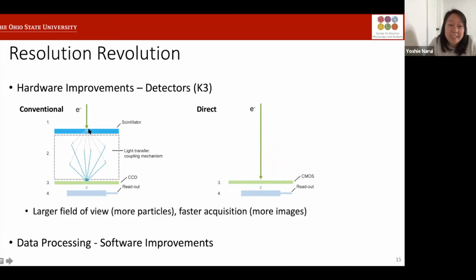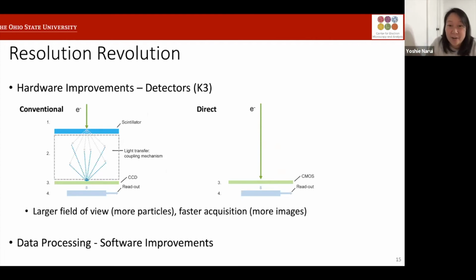Whereas in a conventional CCD detector, you will get some, not blurring of your image, but the image will not be as clear as it is with a direct electron detector. So this advance in hardware is another reason why. In addition, the K3 has a much larger field of view, so you can get more particles in each picture, and it's much faster, which means you can collect a lot more data.